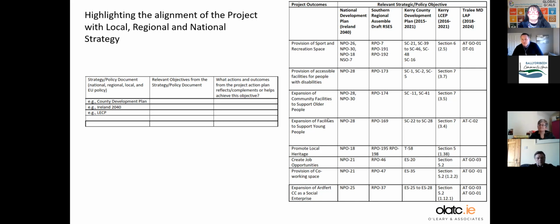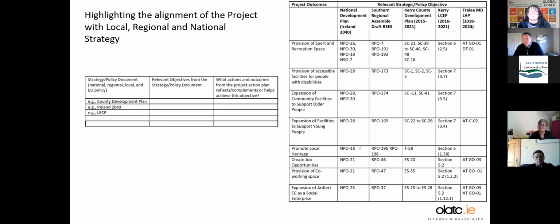This is hugely important because from now on, when you're doing an application, they'll ask: how does your project align with strategic policy? In other words, how is it relevant? They're looking for impact analysis, asking what the strategic impact of your project is. In other words, how it's going to impact their national policies, local policies, regional policies.